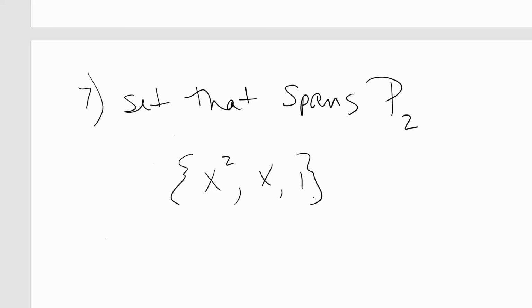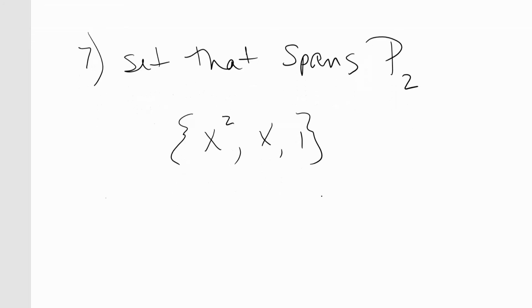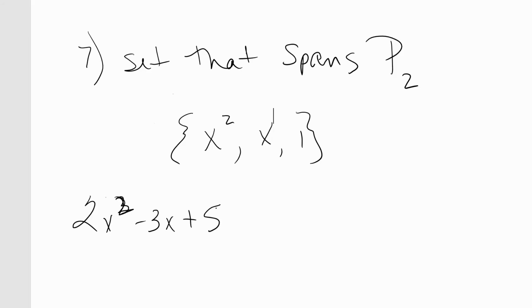Notice there are no pluses and minuses in there. I just want to know what pieces I can do a linear combination of to get what I'm looking for. So if I want 2x squared minus 3x plus 5, I would do 2 times the first piece, minus 3 times the second piece, plus 5 times the third. Those are the pieces I will use to do my linear combination.